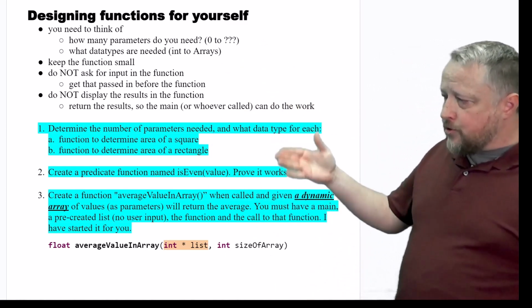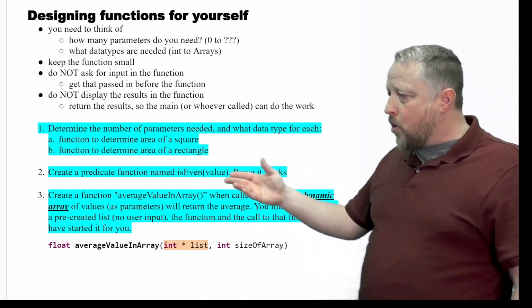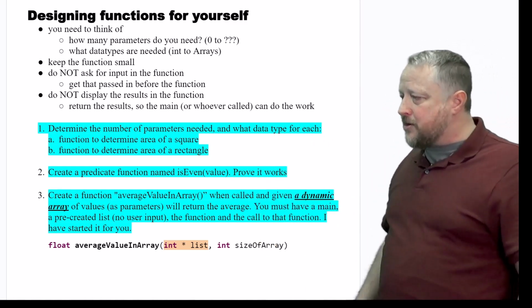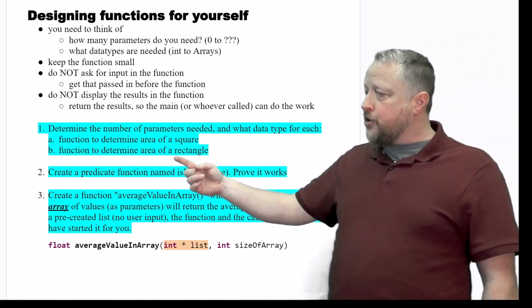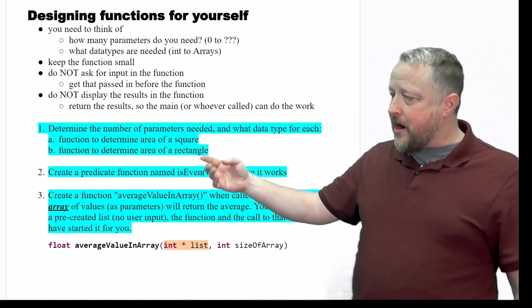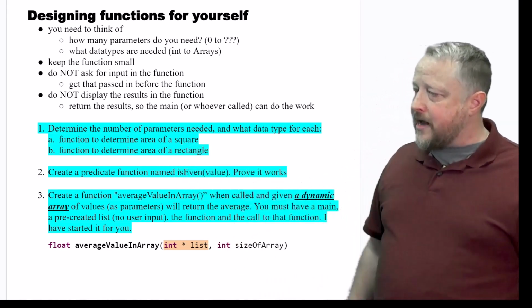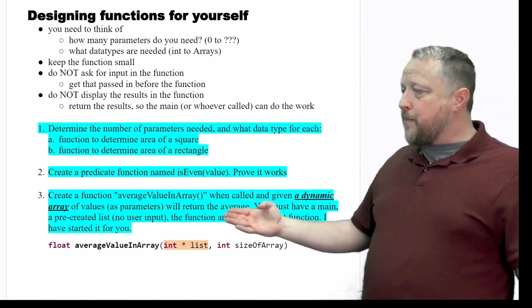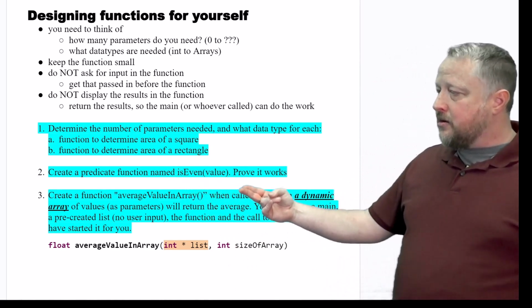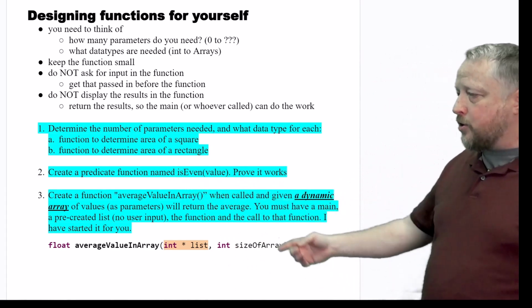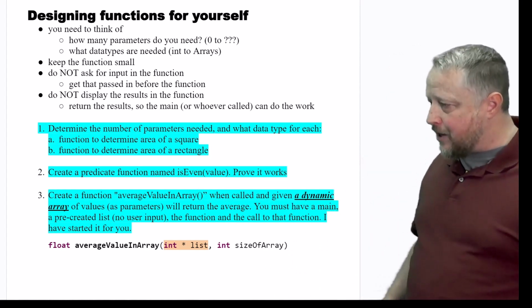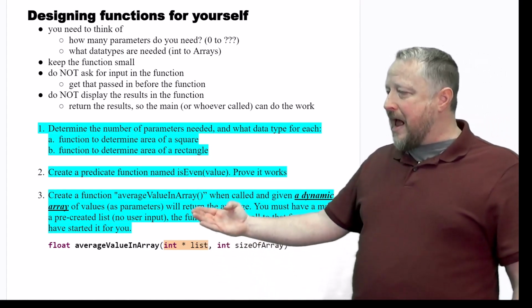This parallels with what I have here. Number one is to determine the number of parameters needed and what type to check for: a function determining the area of a square, and the same thing for the area of a rectangle. Then create a predicate function is even and prove that it works. And notice, by the way, it is receiving a value. And then create a function average value in array.